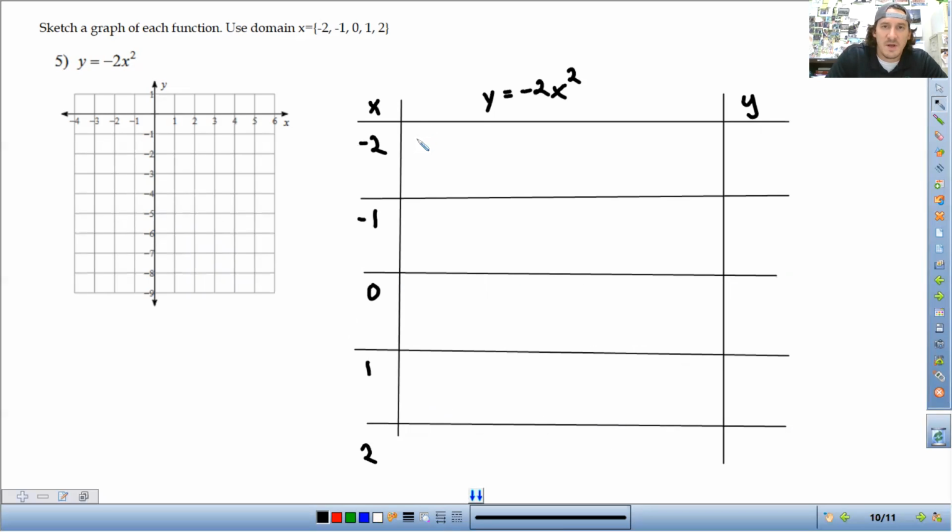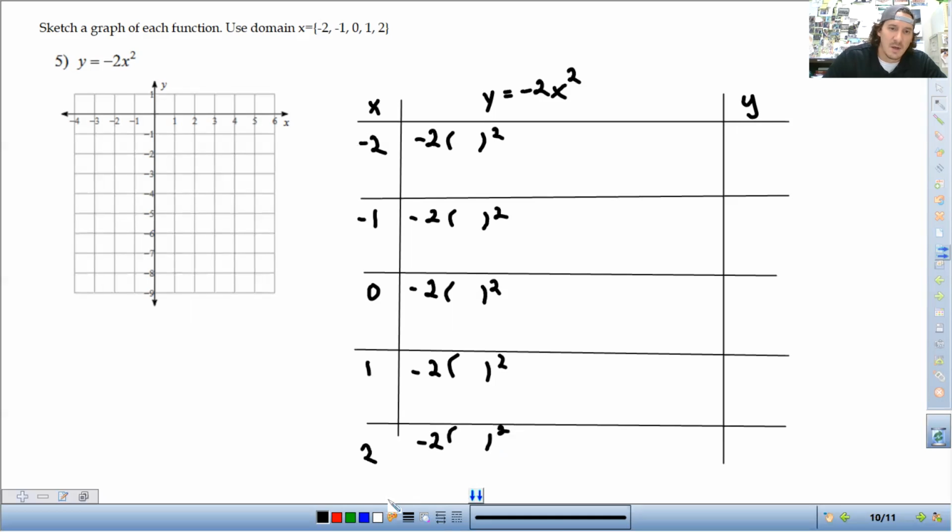So here I'm just going to write it all, replace the x to get everything ready. So -2 times x squared, four more times. Fill in the values, input the x values, the domain, into the function. So -2, -1, 0, 1, 2.